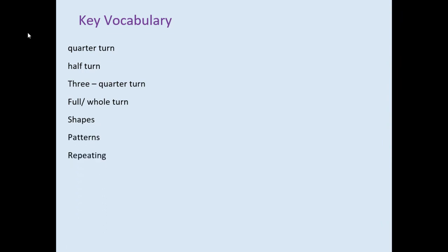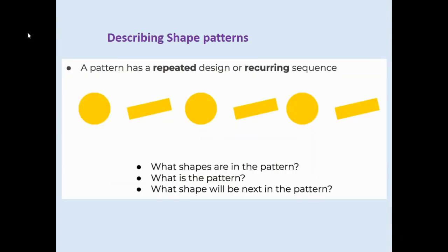Let's look at the key vocabulary. Please repeat after me. Quarter turn, half turn, three-quarter turn, full or whole turn, shapes, patterns, repeating, rotation. So another word for turn is rotation. Clockwise, anti-clockwise. Right, what we're going to do is describe shape patterns.